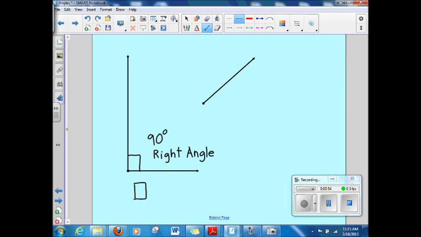And let me do one here and there. And, oh, if I just rotate that ray open and close, it's kind of like the hands of a clock, isn't it? The hour hand and the minute hand. And it can be a right angle, which is about there. It can be greater than a right angle. It can be less than a right angle. I'm going to stop right there.